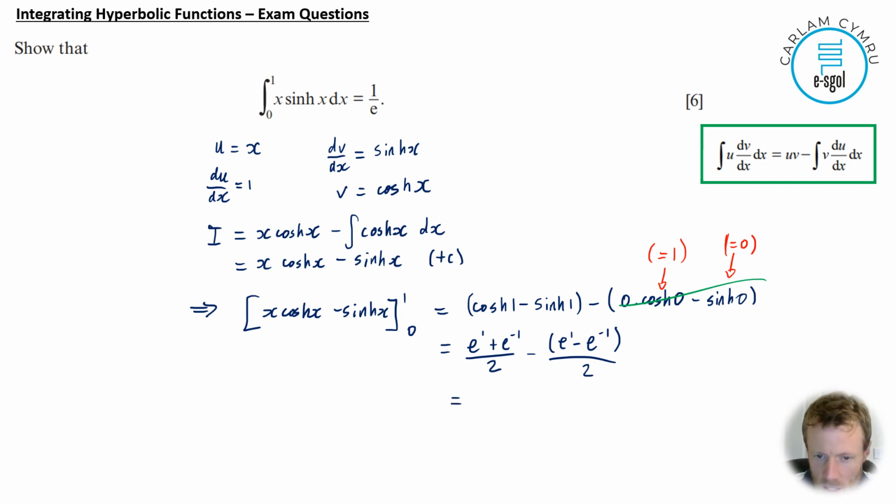This then gives us, well, e to the power of 1 minus e to the power of 1, they cancel off. E to the power of minus 1 minus minus e to the power of minus 1 gives us 2 e to the minus 1s, all divided by 2. The 2s are going to cancel each other off, and that gives us e to the power of negative 1, which is 1 over e, which is what they said it would be.